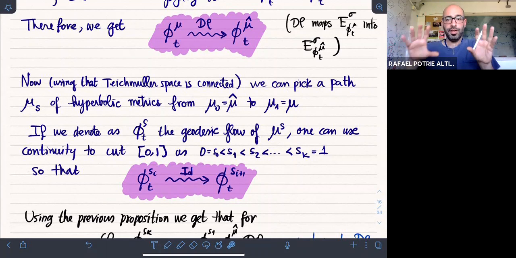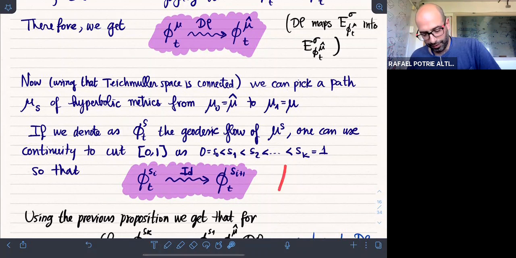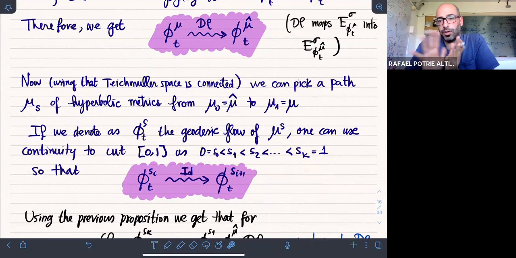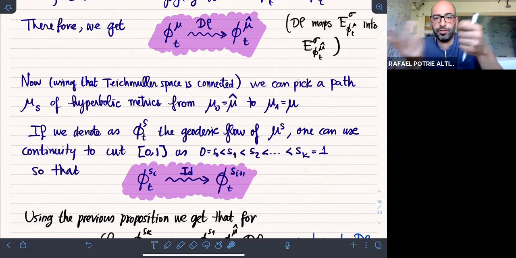Okay, because you have the flow here. This is phi s_k of t, and then if you move the metric very little, then the bundles move continuously with respect to this parameter, and so the identity will keep the fact that the unstable of one is transverse to the other.